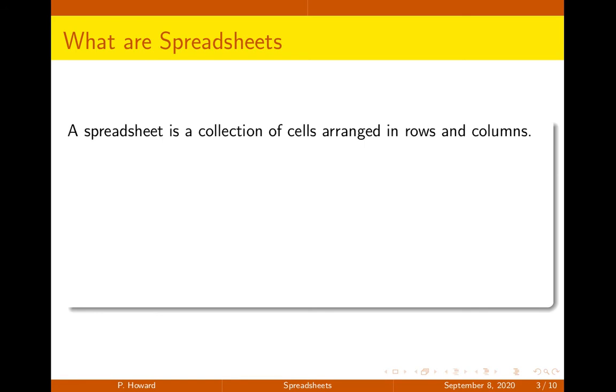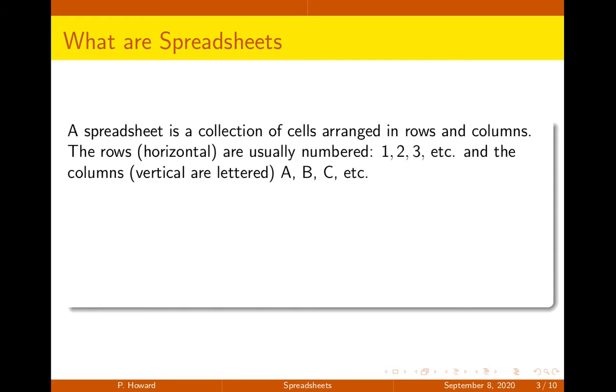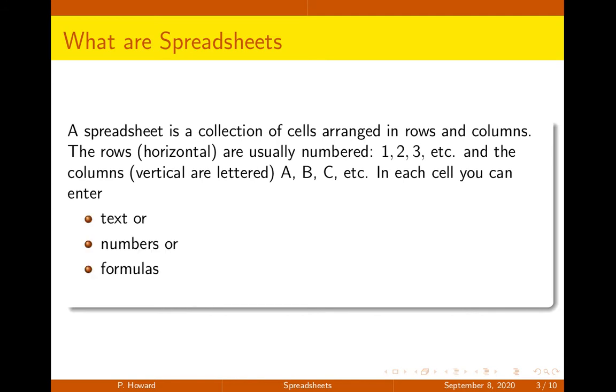A spreadsheet is a collection of cells arranged in rows and columns. The rows, horizontal lines, are usually numbered 1, 2, 3, and so on. And the columns, the vertical lines, are lettered A, B, C, and so on. There are three kinds of things that you can enter in a cell on a spreadsheet. You can enter text, you can enter numbers, and you can enter formulas. So let's take a look at a sample spreadsheet.